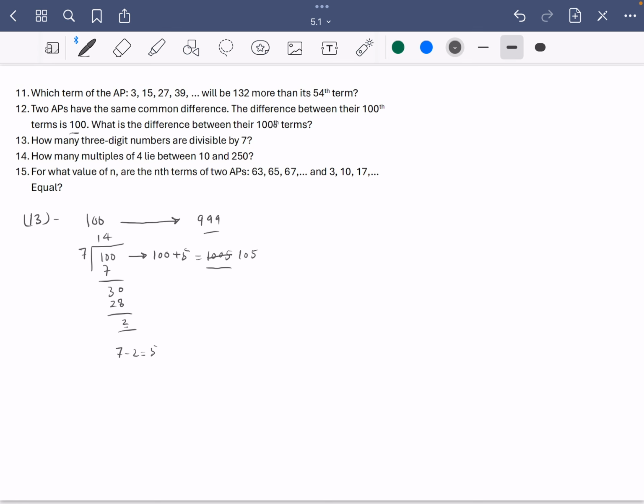Then 999. I'll divide 999 by 7, so it's going to be 7 times 1, 2, I'll put down 9 here, 7 times 4, 28, it's going to be 142, 7 times 2 is 14, it's going to be 5.